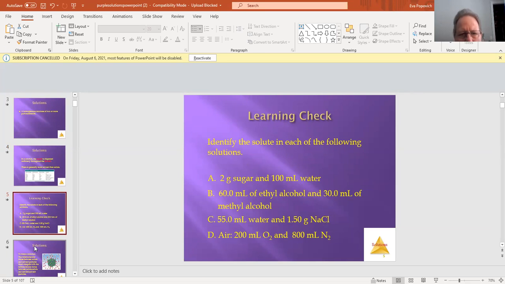So Anaya, if I've got 2 grams of sugar in 100 milliliters of water, what is my solute? What is my solvent? Solute is your sugar, your solvent is your water. Good enough. Absolutely. Let's see who else is out there.